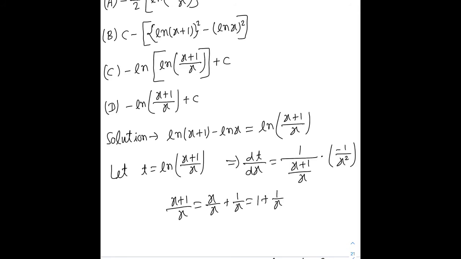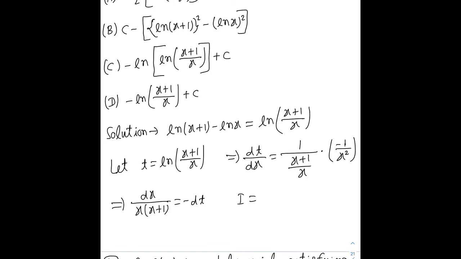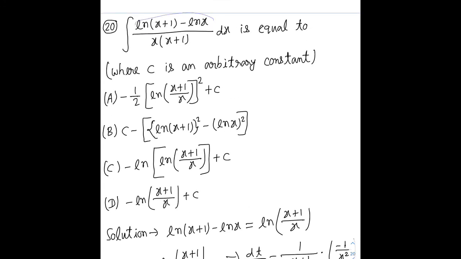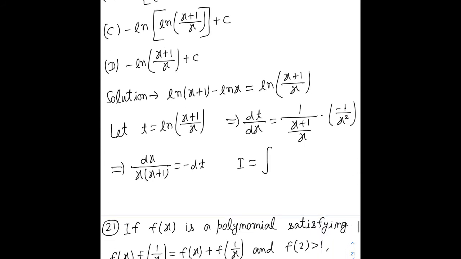Okay guys, now when you simplify it, so x square you will multiply here in the denominator, so you will get dt as, or in fact what you can do is, because in the denominator you are getting x plus 1 into x, and minus sign you can transpose to the left hand side. So you will get dx by x into x plus 1 equal to minus dt. Then the numerator will become t, and dx by x into x plus 1 will become dt. So it will become t into dt.